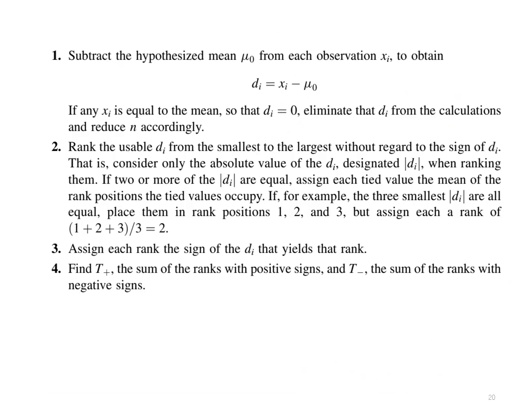Okay, this is the procedure. Di equals Xi minus mu 0. If Di is 0, then eliminate it, the same as I did before. The sample size will be reduced accordingly.